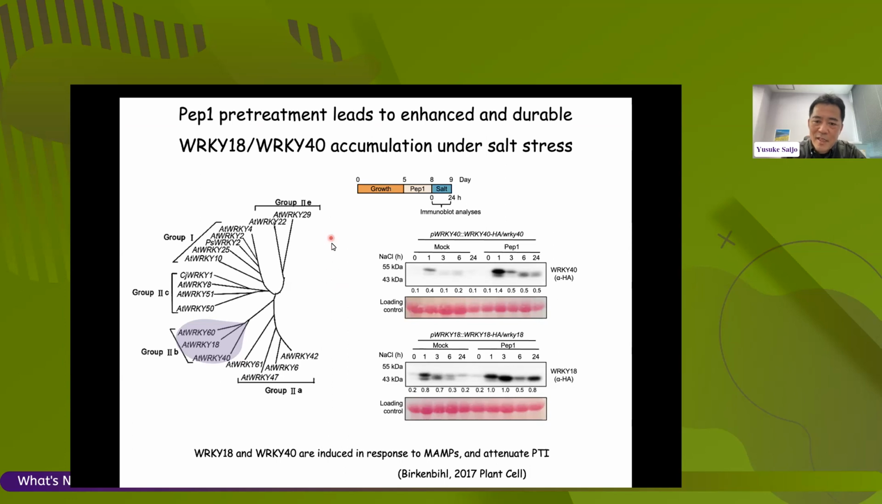And consistent with this idea, for both WRKY40 and WRKY18, protein accumulation is enhanced and also more prolonged following PEP pre-treatment. So this suggests that their enhanced and prolonged accumulation is associated with PTSD. In that accepted paper, we reserved testing the biological significance of these WRKY18 and 40, but in the originally submitted version, we reported their possible positive role in PTSD.